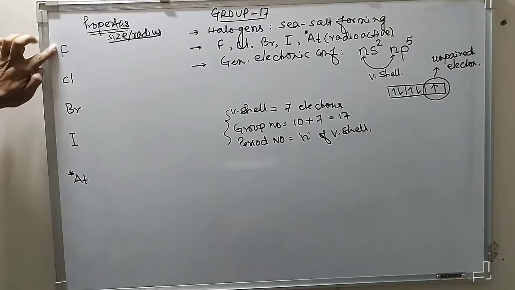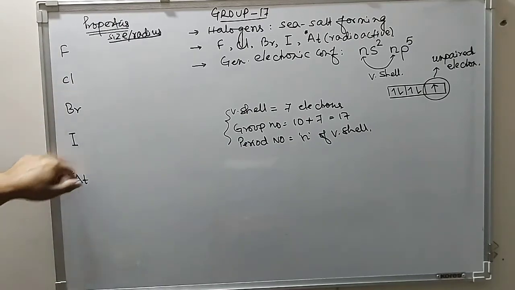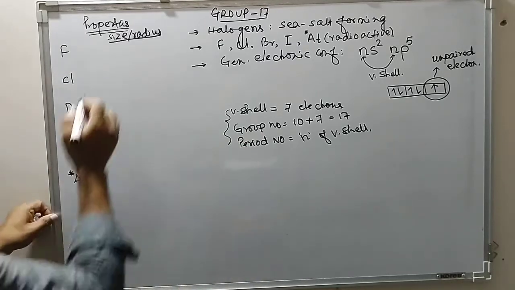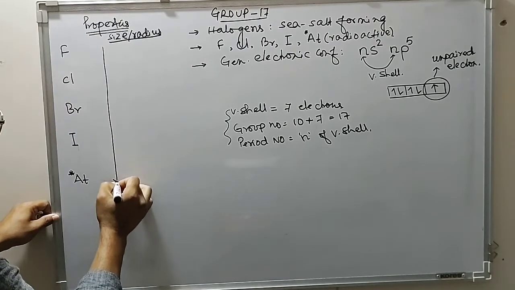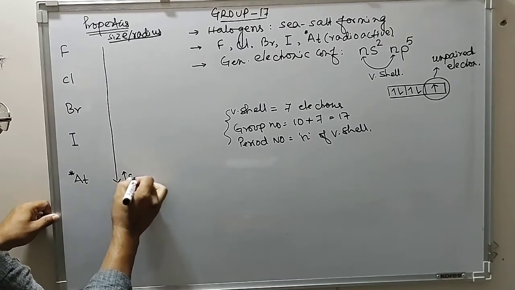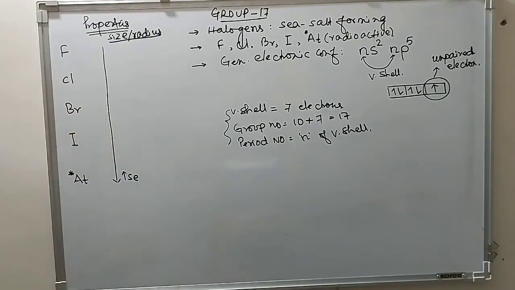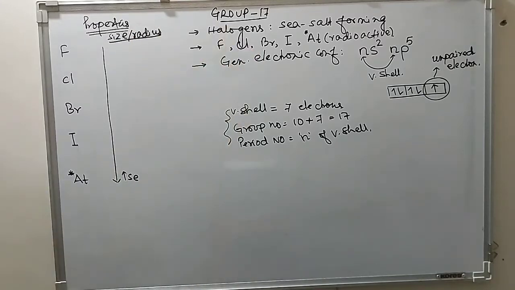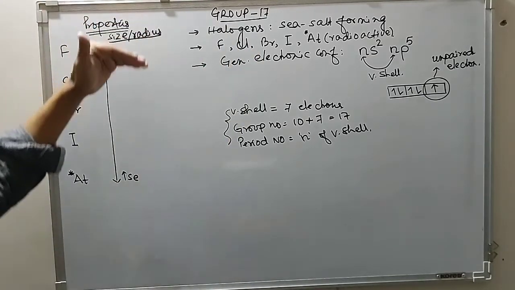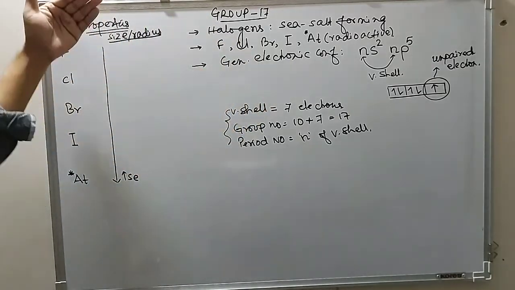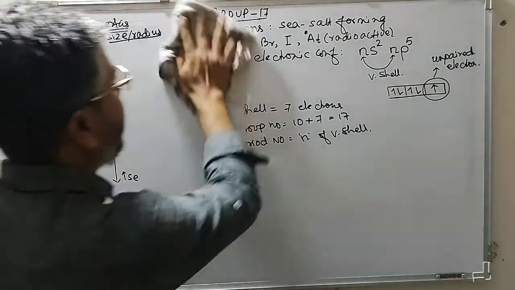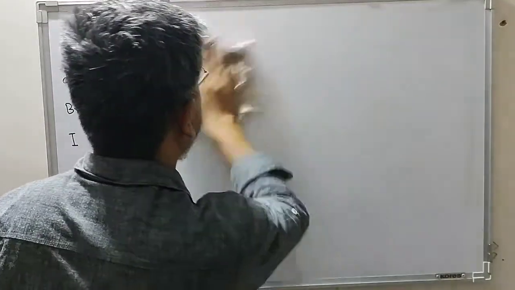Moving from top to bottom, due to the addition of an extra shell, the size of these group 17 elements shows a gradual increase from fluorine to astatine. Both the atomic radius and the ionic radius, so the size of atoms and the size of ions, increase from fluorine to astatine, due to the addition of extra shell. That is normal, as expected.